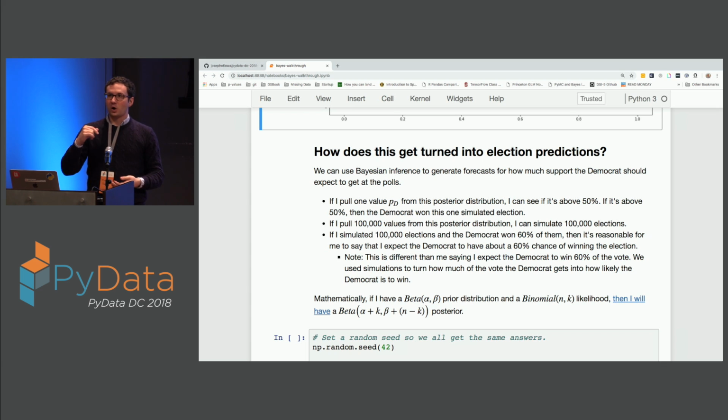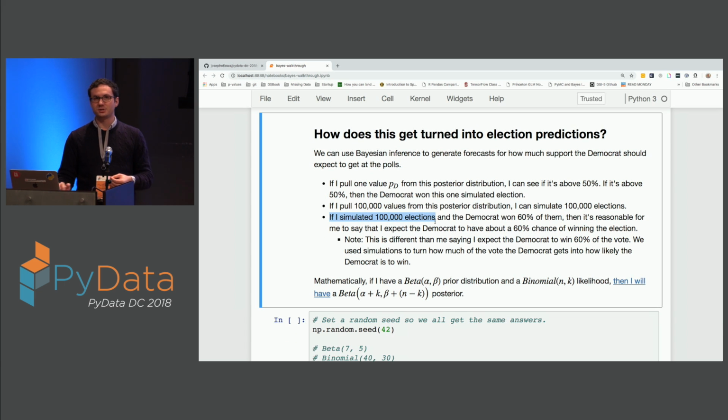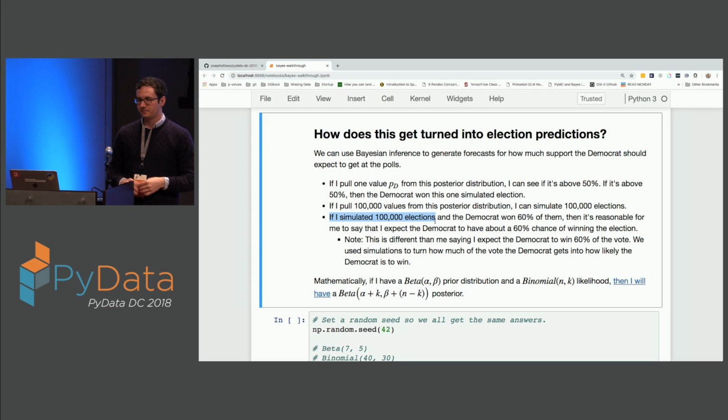If I do this for 100,000 different elections, or get 100,000 different values from the posterior distribution, I can then, in effect, simulate 100,000 theoretical elections. If I simulated 100,000 elections and the Democrat ended up winning about 60,000 of those 100,000, I'm going to estimate that the Democrat has a 60% chance of winning the upcoming election.